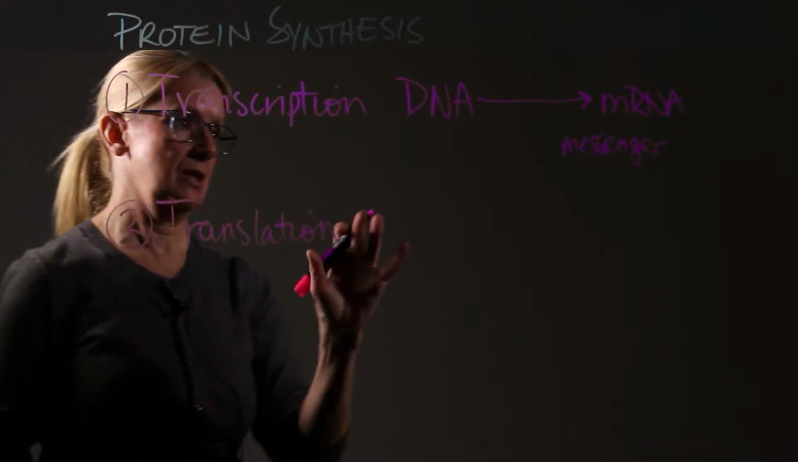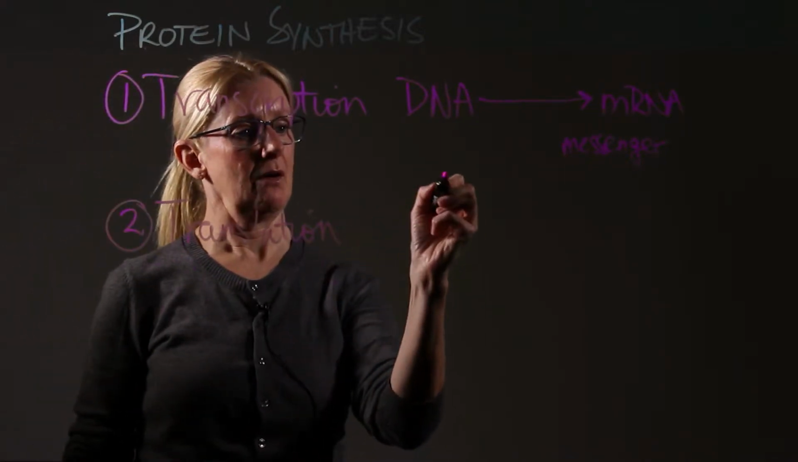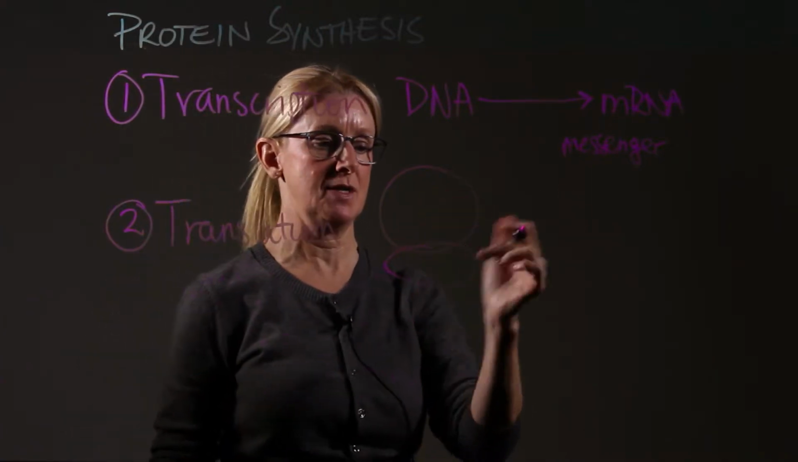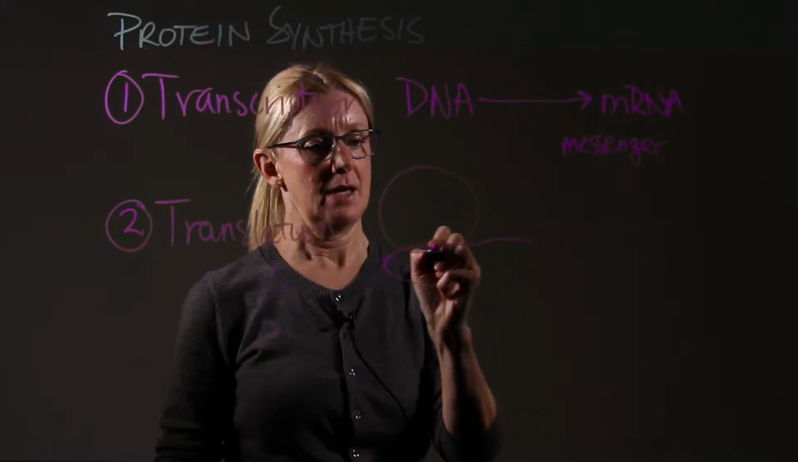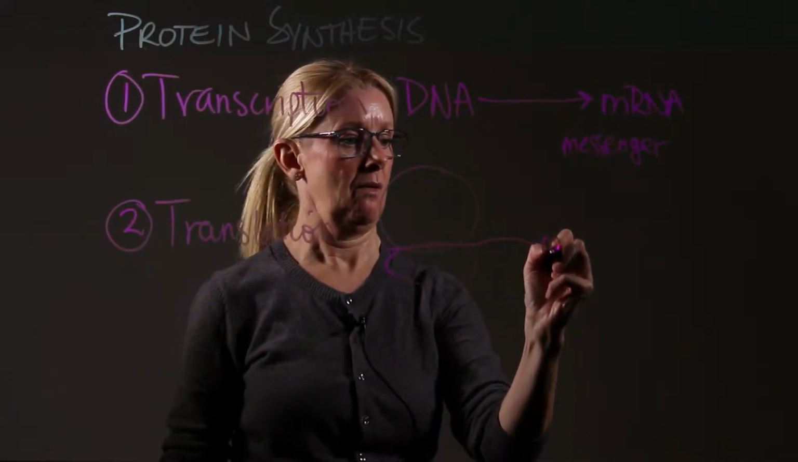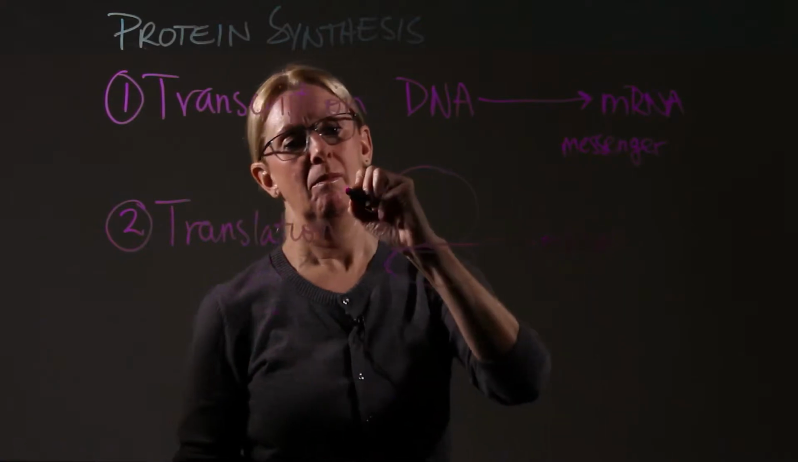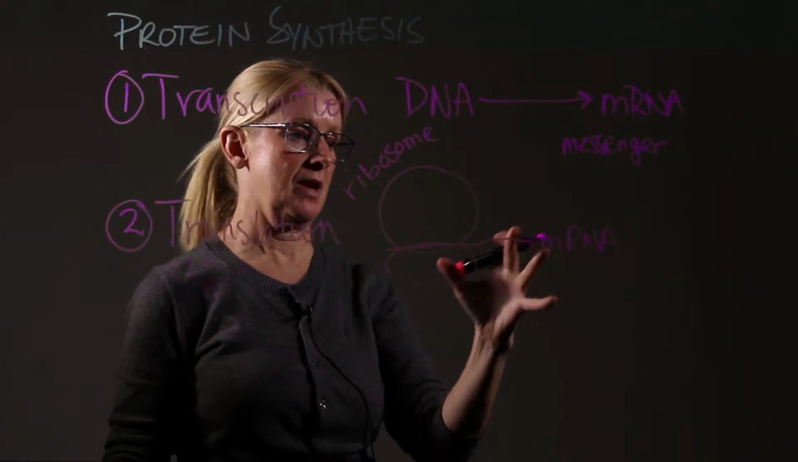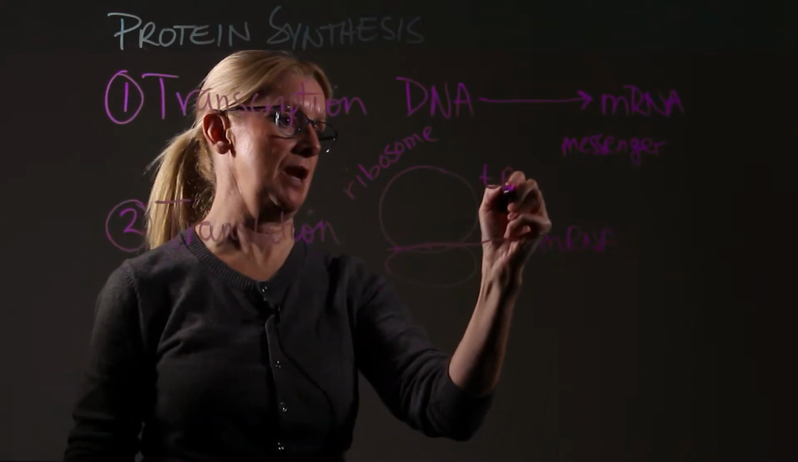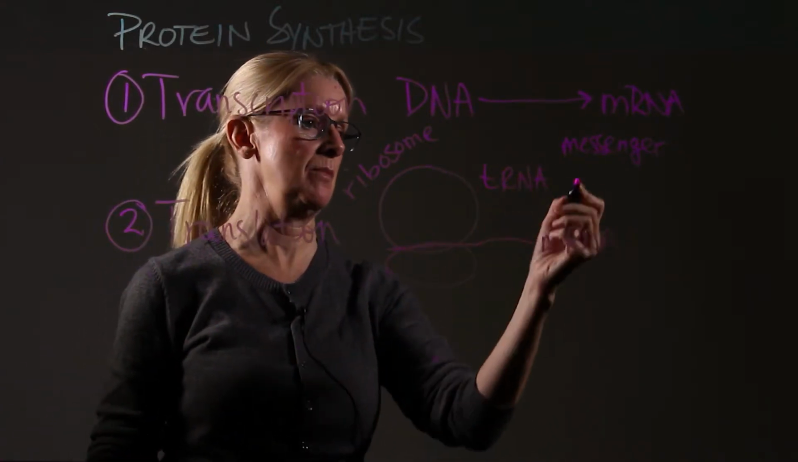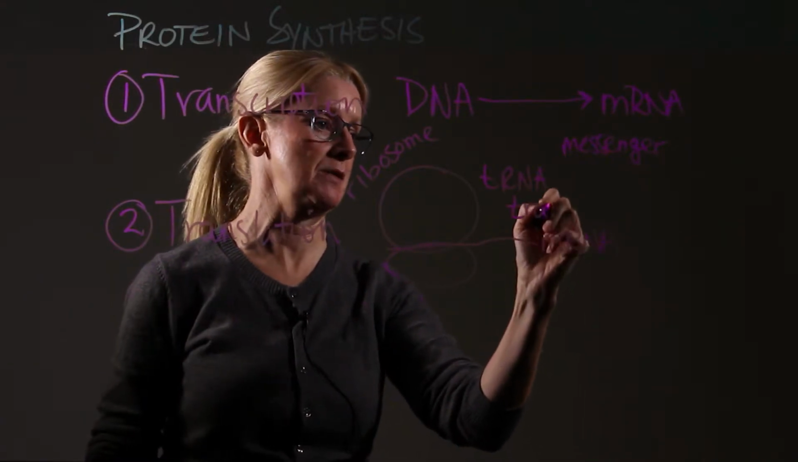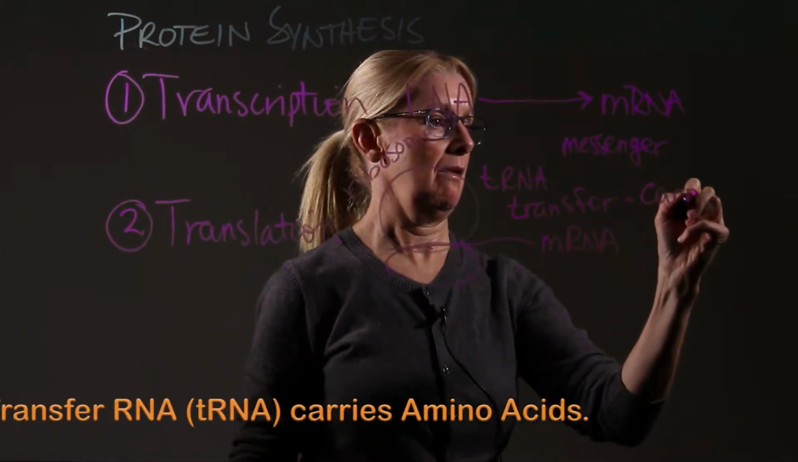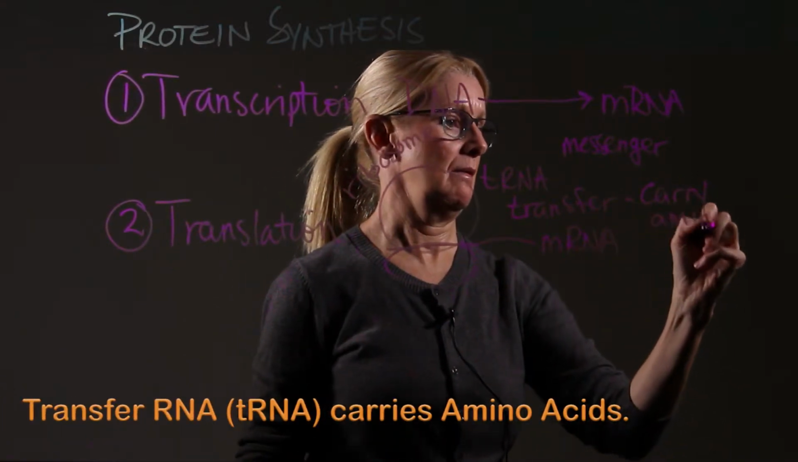So translation is where we see that messenger RNA going to a ribosome. Remember, these have 2 subunits, the large and the small. And this mRNA is going to feed through our ribosome. And then we have a second player that comes in here, which is the tRNAs. And we have multiple ones of these that'll come through. Remember, T stands for transfer. And these transfer RNAs carry amino acids.